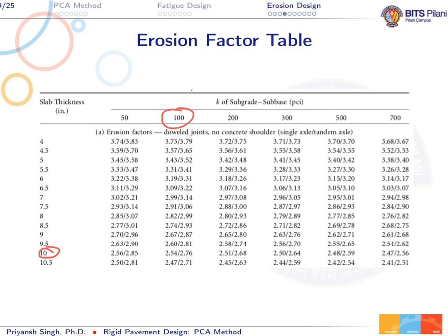So this is the case when your slabs are dowel jointed and no concrete shoulder is present. In this case, if I have a K value of 100 and I have assumed a slab thickness of 10, you can read the erosion factor as 2.54 in case of single axle and 2.76 in case of tandem axle. Once you have read this erosion factor for different classes of load, you can move to the next step.